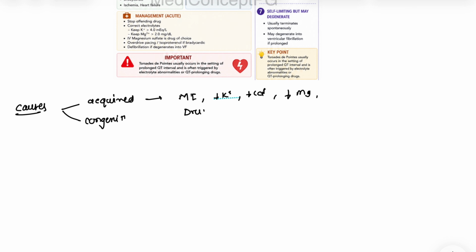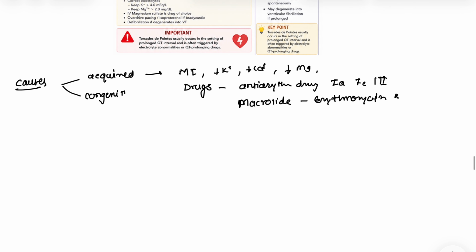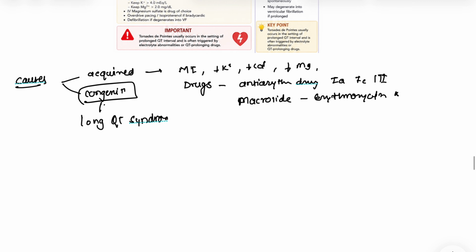Then there are a few drugs that are responsible for TdP, and those are antiarrhythmic drugs like class 1A, 1C, and class 3. Then there are macrolides. In macrolides, erythromycin is the most important drug that one should remember. Then there are congenital causes like long QT syndrome, right? Now, how to manage this TdP?